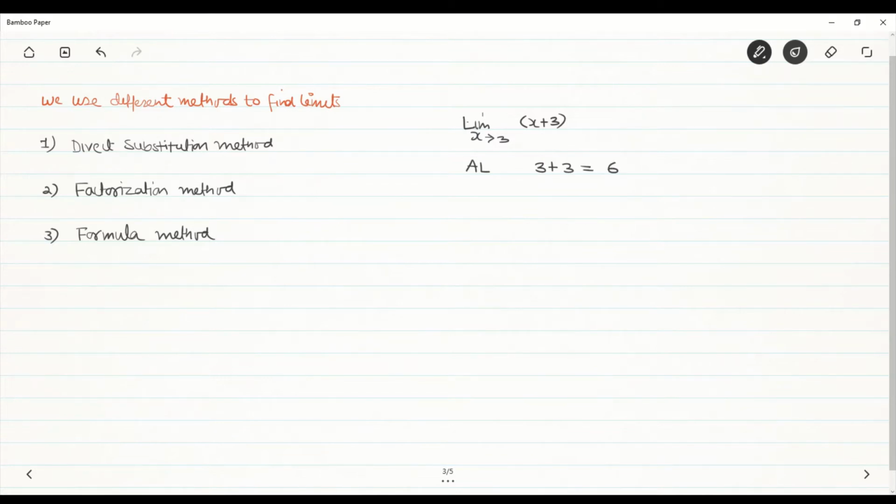Now the meaning is at a point of the domain x equal to 3, the limiting value of this function is 6. Now the meaning is when we are approaching x equal to 3 from the left or when we are approaching x tending to 3 from the right, the maximum value that this function can achieve in the neighborhood of x equal to 3 is 6.